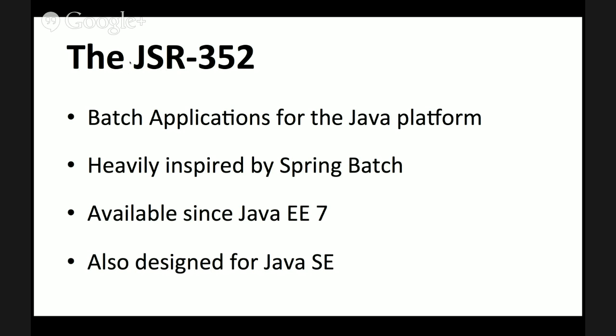And JSR 352 is heavily inspired by Spring Batch. So if you ever used Spring Batch before, you're probably going to recognize a lot of stuff that's in Java EE Batch. Actually, this was one of the first things that the Spring guys contributed to the Java EE platform. They contribute a lot of stuff. If you go to the presentation, you're going to see that even the diagrams are mostly the same, because they also gave the diagrams to the specification. This is available since Java EE 7, so roughly since last year. And the cool thing is that it's not only available in Java EE 7, you can also use it with plain Java SE.